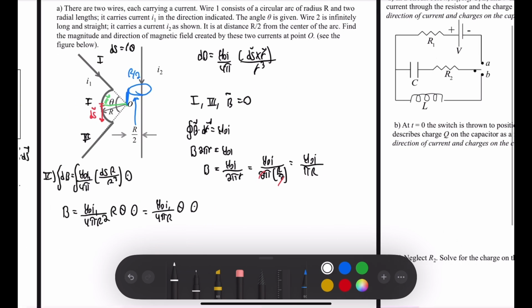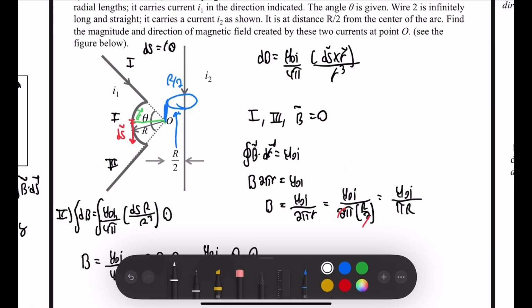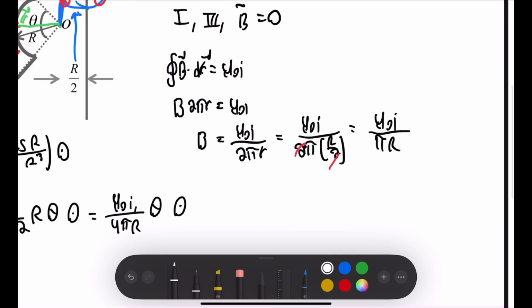And now we need to determine a direction. Well, if I put my fingers along the wire and I curl them, when I come to the left, I see that this is coming out of the page. And when I come back around, I get that my fingers go into the page on this side. So this is going to be into the page.